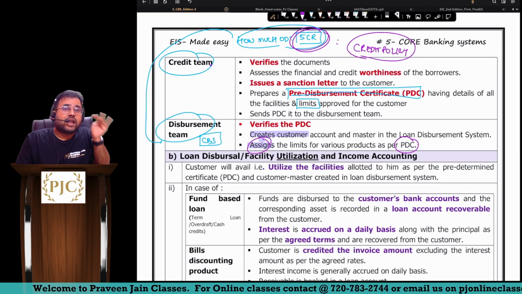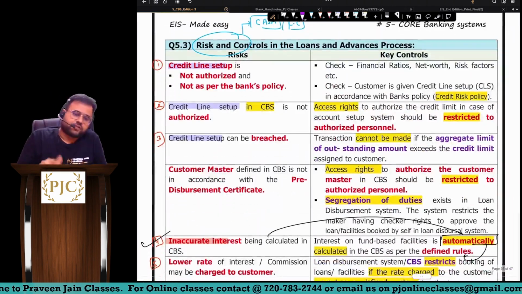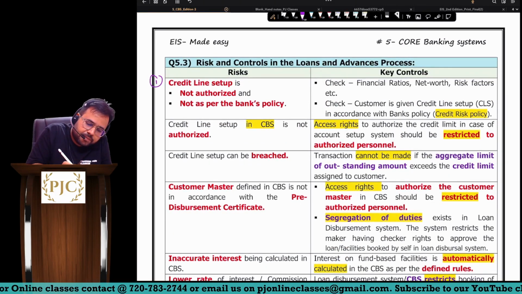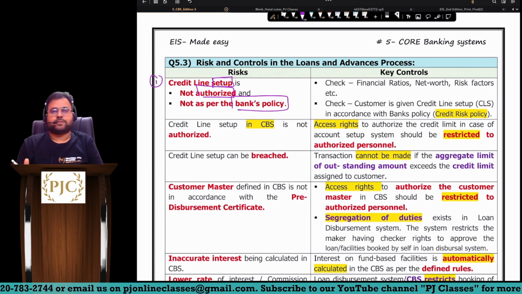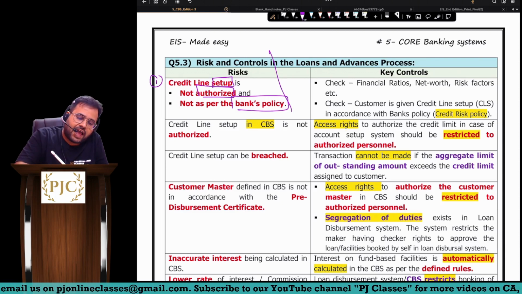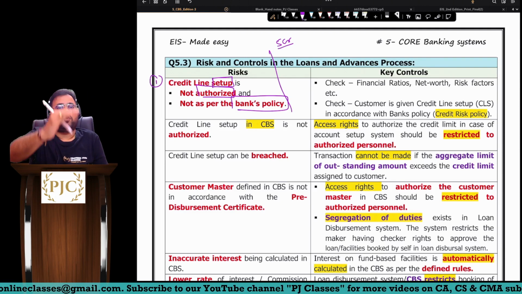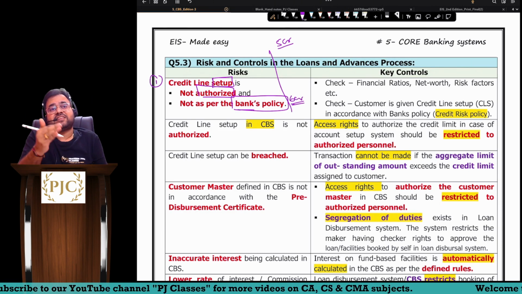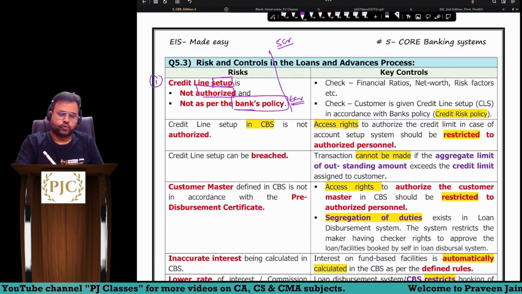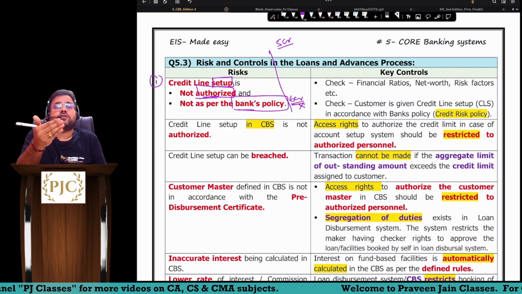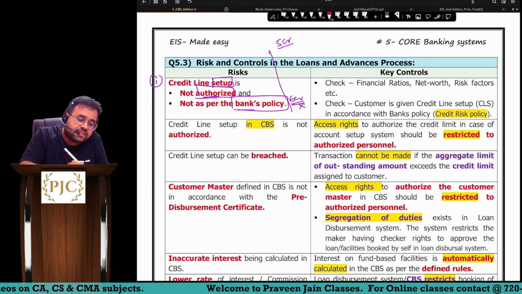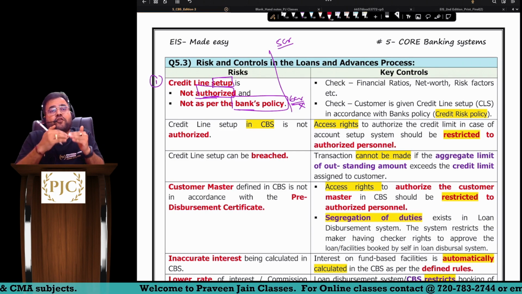Now, sir, try to understand what could be the risk, sir. What could be the risk? Sir, can I say risk number one? Our credit team may set up a credit line which is unauthorized or which is not as per the bank policy. Meaning, sir, as per bank policy, we can give a particular customer a loan of only 5 crores. But our credit team in the sanction letter has written 6 crore. Is it the correct thing? No. Or the credit line setup is not authorized, meaning not approved by the sanction or credit team only, sir. Is it the right thing? No. So can I say this could be one of the risks? Answer is yes.